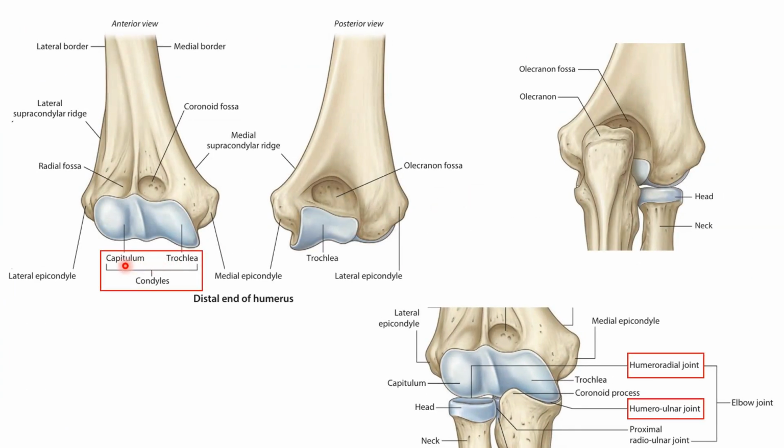Okay, you can see this is the capitulum and trochlea. Capitulum is a lateral rounded articular surface. It articulates with the head of the radius and forms the humeroradial joint. And this is the trochlea. Trochlea is a medial pulley-shaped articular surface. It articulates with the trochlear notch of the ulna and forms the humero-ulnar joint. And these humero-ulnar and humeroradial joints are involved in the elbow joint.